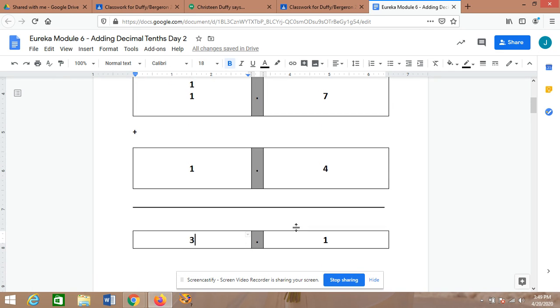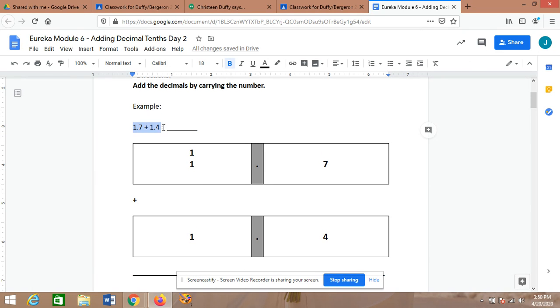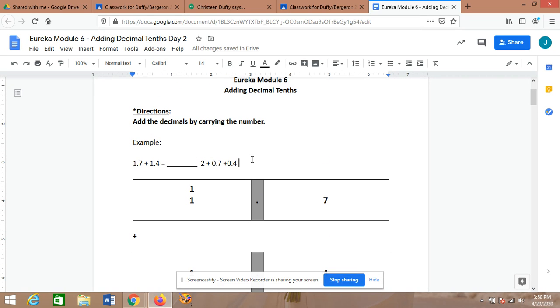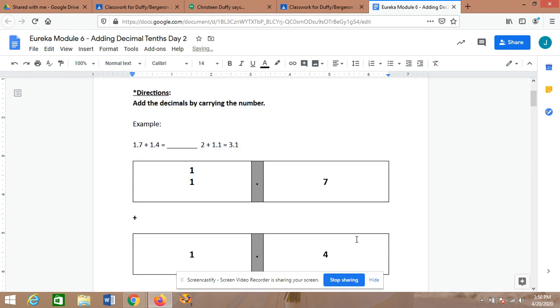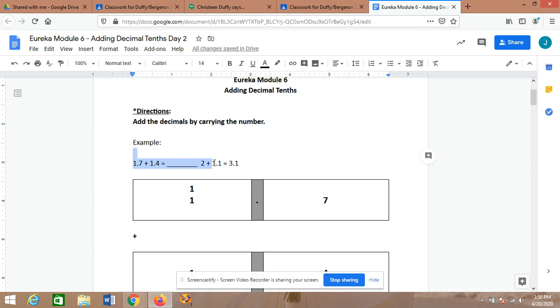Or another way to think about that is, if we look at the problem, 1.7 plus 1.4. Imagine we just added the whole numbers first. So 1 plus 1 equals, we know that's 2. But then plus 7 tenths plus 4 tenths. We had 7 tenths and 4 tenths together. We just got that. That's 11 tenths, or 1.1, equals 3.1. You don't have to do that. That's just to show you.